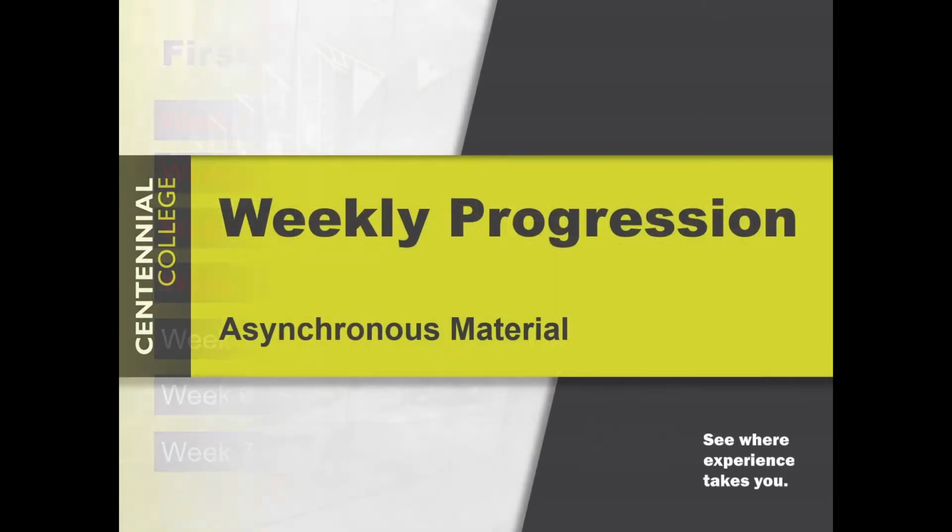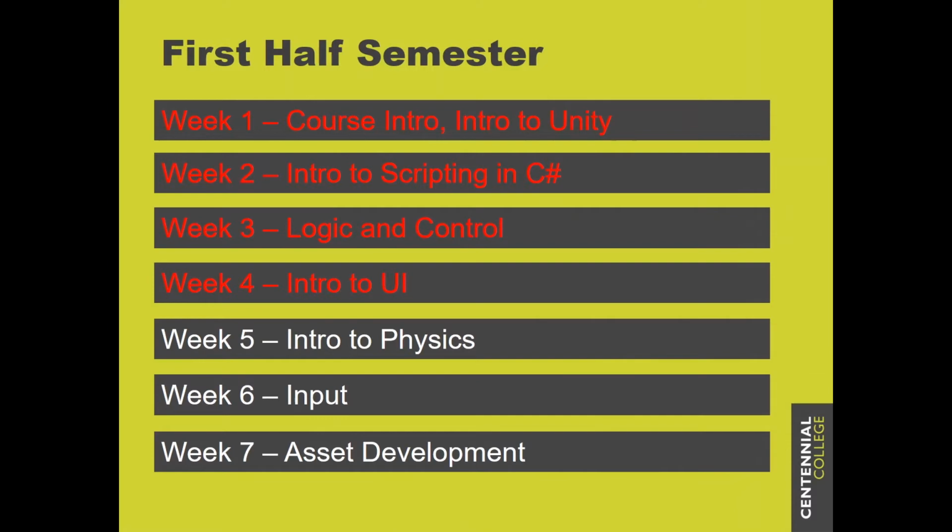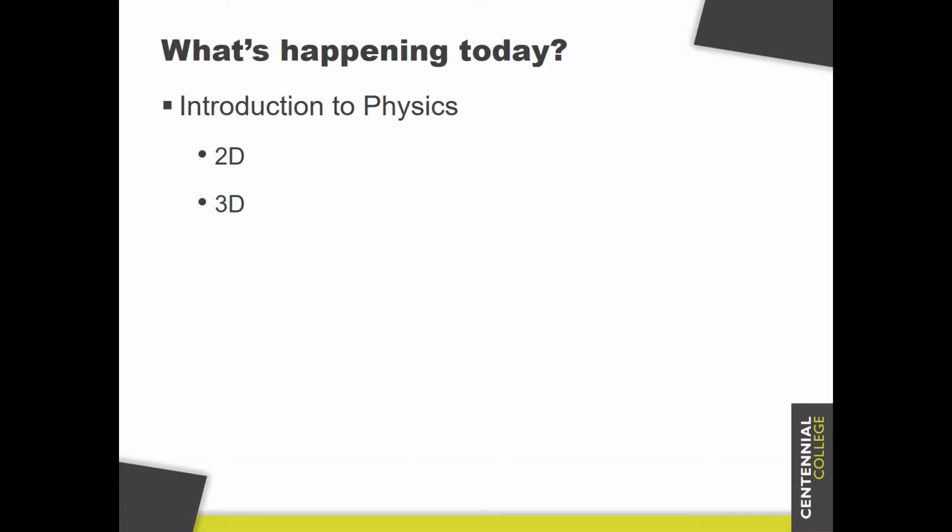So far, we've done a lot of stuff here. We did the course intro to Unity, C#, logic control, UI, and last episode we actually did sprites. That's where we didn't even get to physics. We got to sprites. So in this particular episode, we are going to be taking a look at the physics options. All right, let's get started.